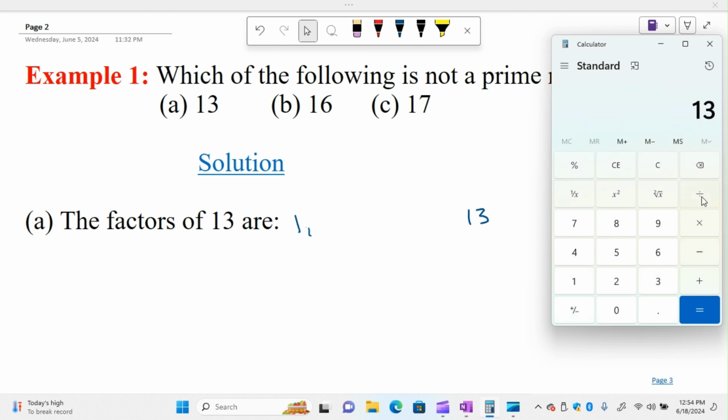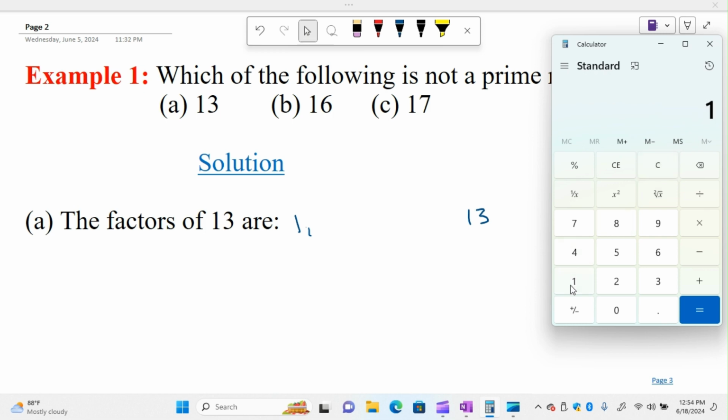13 divided by 2, we have our outcome as 6.5. So now our outcome is not a whole number. So 2 is disqualified. 2 cannot be called a factor of 13. So I will skip 2. I'll move to 3. So let's try 3.